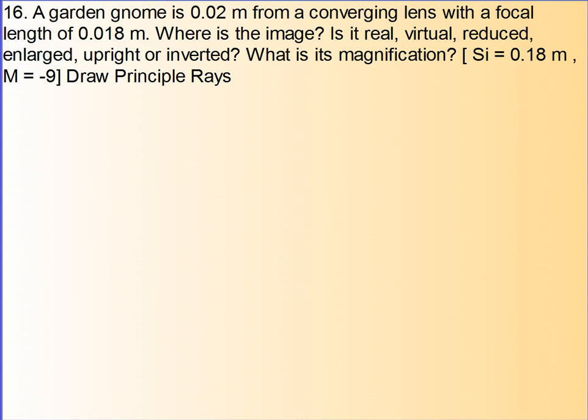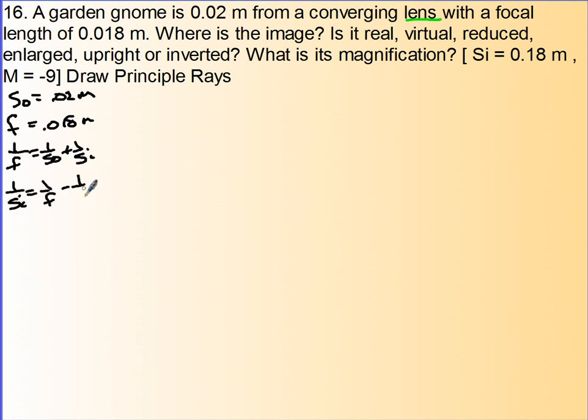The garden gnome is 0.2 meters from a converging lens. So now we're doing lenses with a focal length of 0.18. Where's the image? Okay, so SO is 0.2 meters, and it's converging, so the focus is going to be a positive 0.18 meters. Where's the image? 1 over F is 1 over SO plus 1 over SI. So 1 over SI is 1 over F minus 1 over SO.